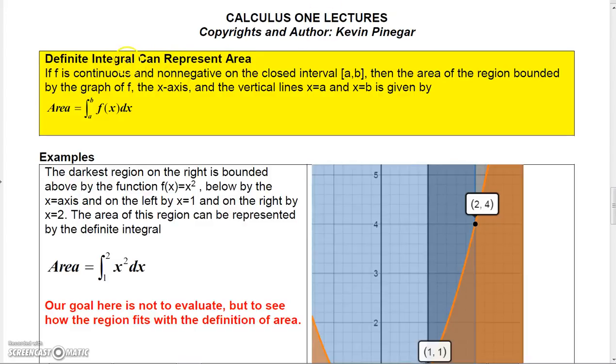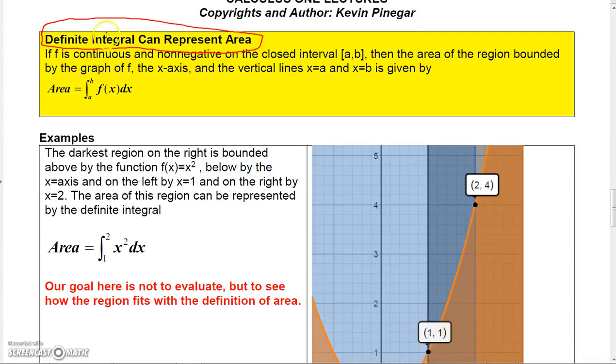Now the definite integral can certainly represent area, but you have to be careful because not every definite integral is representative of area, because definite integrals are used for a lot of different applications. But in certain conditions, the definite integral is a great tool for finding the area between a curve and the x-axis. So first of all, the function has to be continuous, and it can't be negative on the closed interval from a to b.